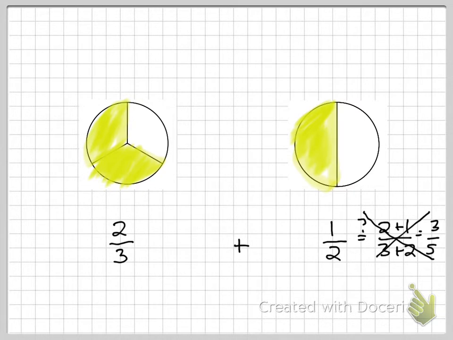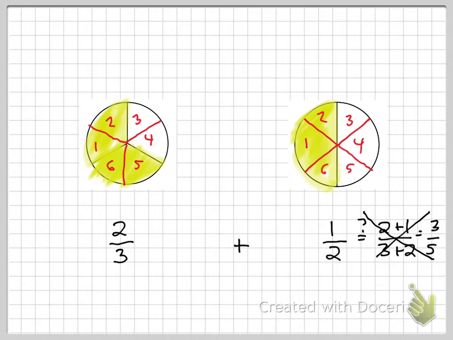So what I can do over here on the left side is take each of these 3 slices and divide them in half. Okay, so now I have 1, 2, 3, 4, 5, 6 pieces that are exactly the same size. Likewise, on the other circle, I can take each half and divide it into 3 pieces. So again, I have 1, 2, 3, 4, 5, 6 slices. Okay, and now hopefully you can see I have all of the same sized pieces.